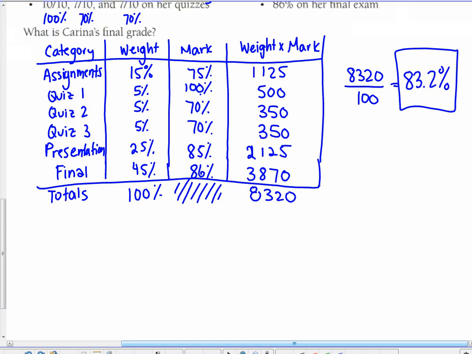So the easiest way to do this is always going to be a chart. It's a pain in the butt, I know. So much work, I know.